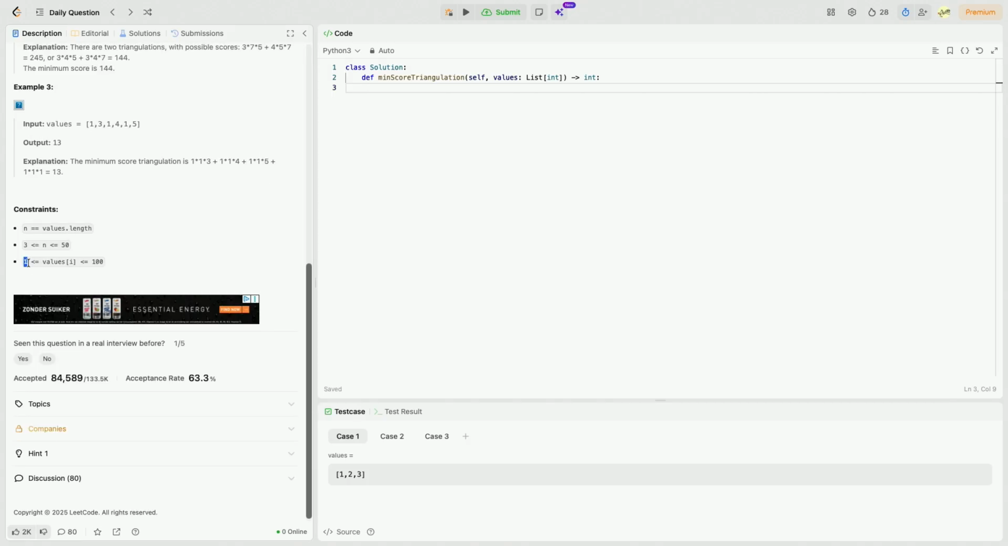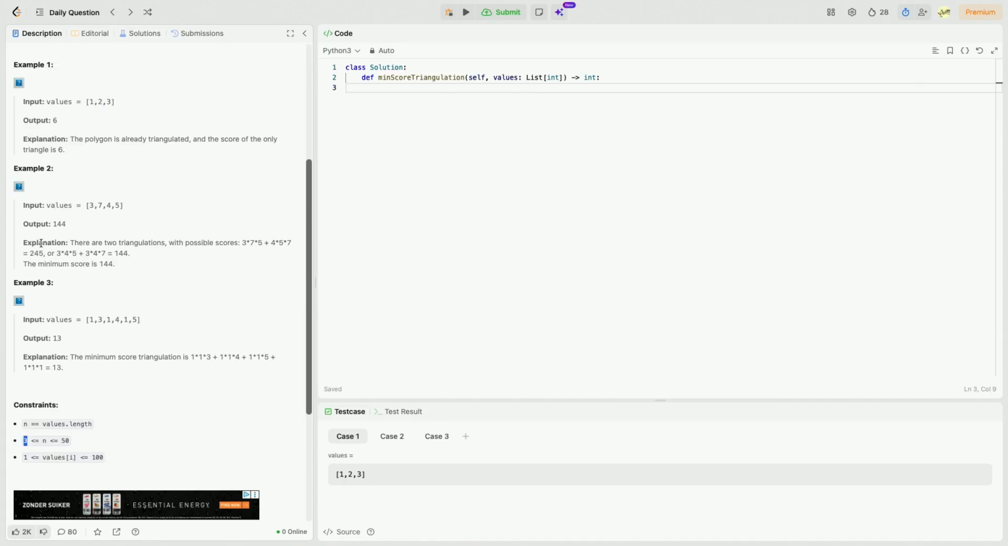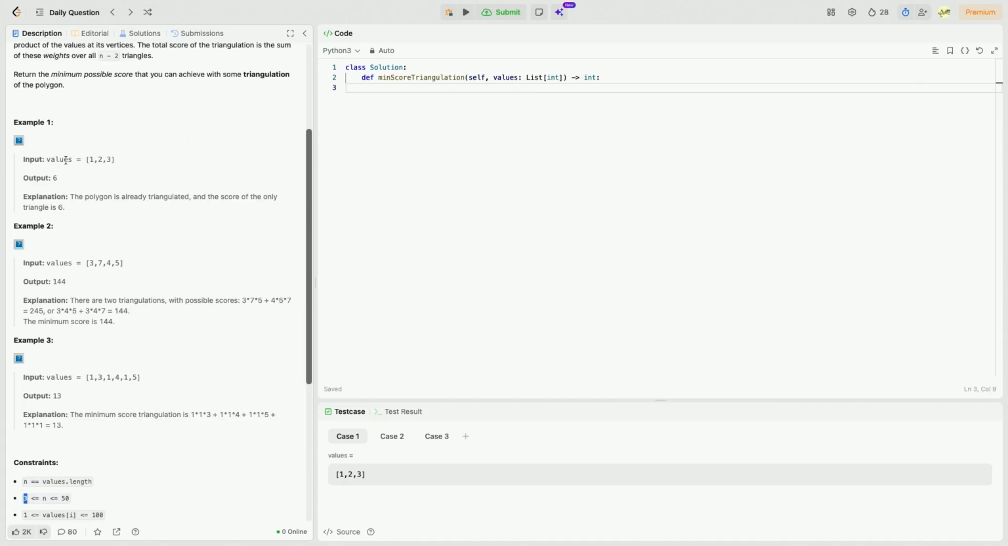Constraints. Okay, so the values of the vertices are between 1 and 100. None of them are 0. That's good. And we have at least 3 vertices, so we can always form at least 1 triangle. Okay, that's cool. Let's look at an example.